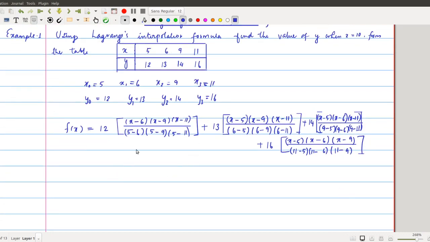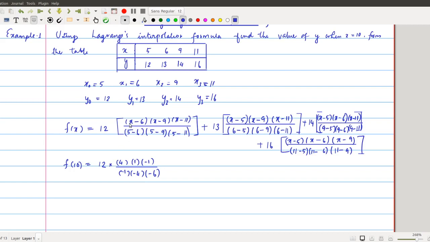So now our intention is to find f of 10. So the value of f at x equal to 10, then what is f of 10? In order to evaluate f of 10, you need to put 10 in this expression. So when you simplify this, you can get 12 times 4 times 1 times minus 1 divided by minus 1 times minus 4 times minus 6. This is obtained by putting x equal to 10 in the first term.